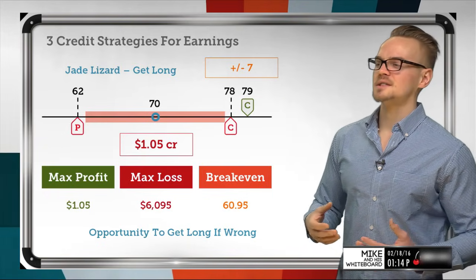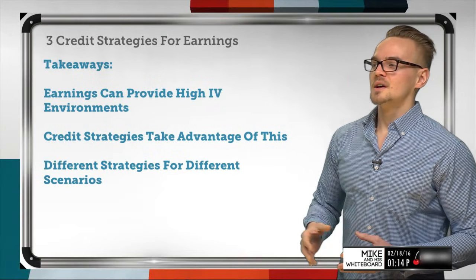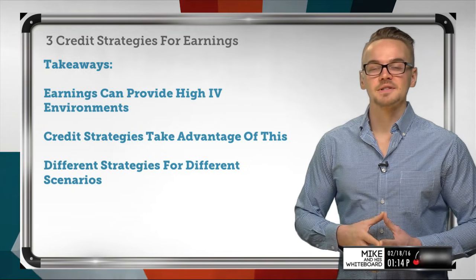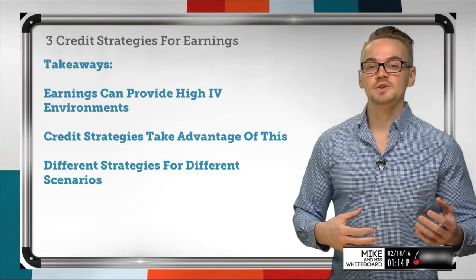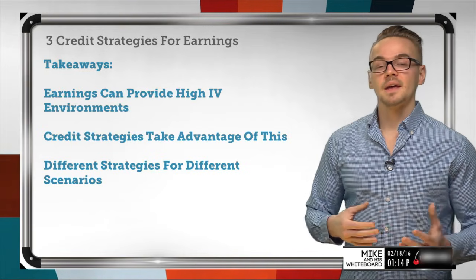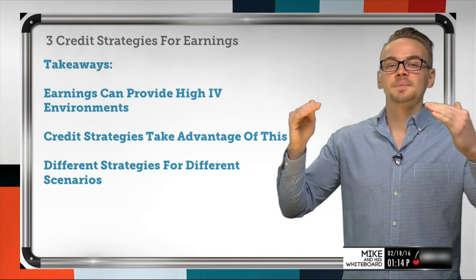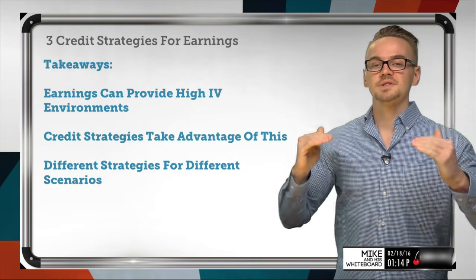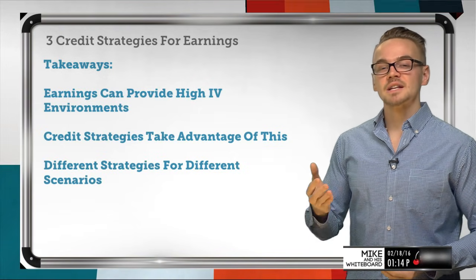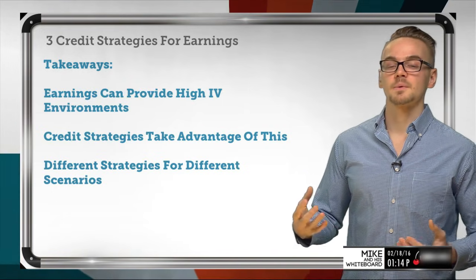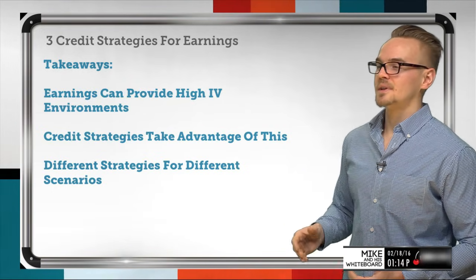So let's wrap all these up with some takeaways here for you. So the first takeaway is that earnings can provide high IV environments. Sometimes they don't, sometimes they do, sometimes they really, really do. And in a lot of situations, we'll see a high implied volatility, and then right after the earnings announcement, we'll see that volatility collapse. So that's why you always see, or mostly always see, us deploying the credit strategies where we're collecting premium around earnings.